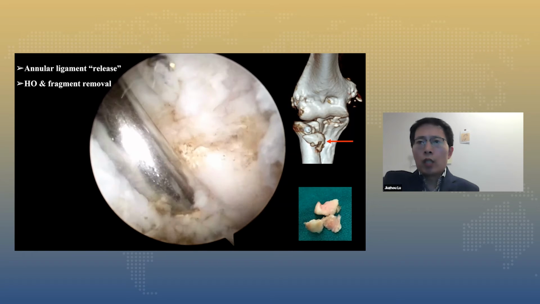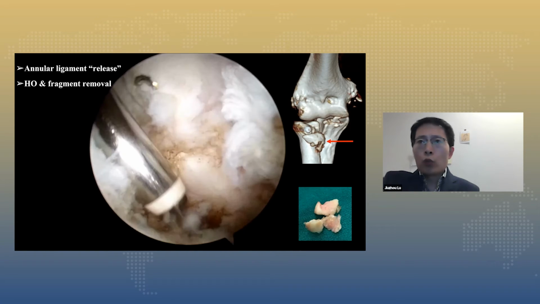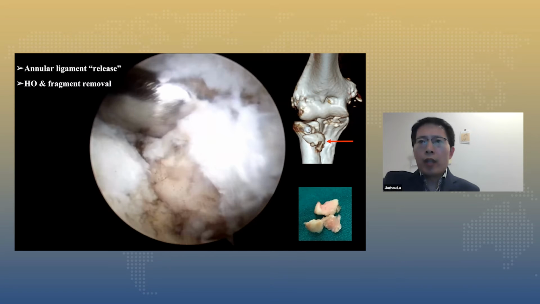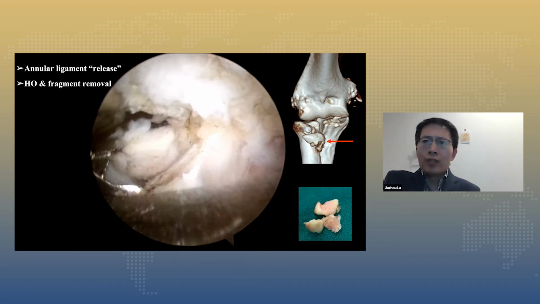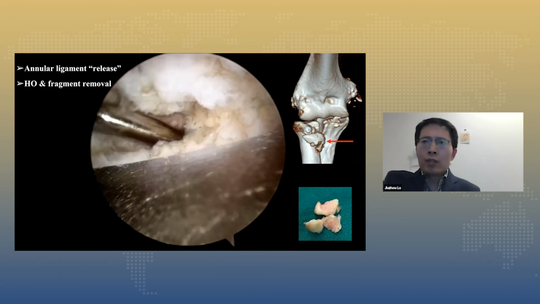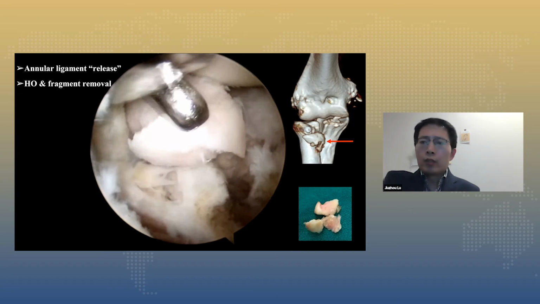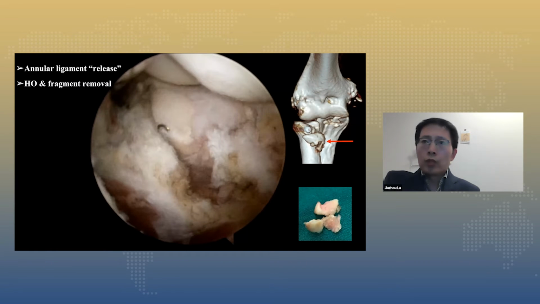fragment. The ligament is just adhesion to the whole bone structure, including the radial head and the HO. After the annular ligament release, the HO can be removed through this approach.